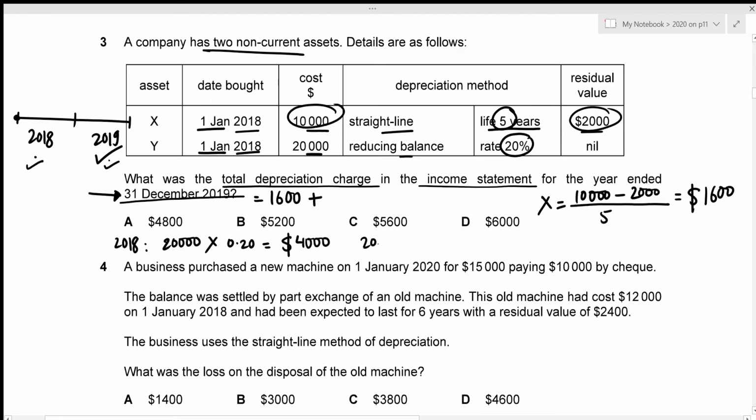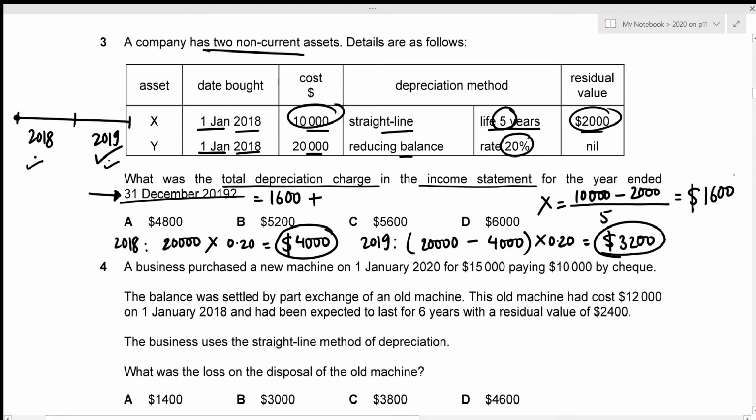Now for the year 2019, the previous year's depreciation will act as the accumulated depreciation, right? Which is going to be 4,000. So the net book value is going to be cost, which is 20,000, minus the accumulated depreciation of 4,000 times our rate of 20%. And this gives the depreciation charge for the year 2019 for asset Y to have the value of 3,200. Now we just need to add this depreciation on asset Y to the depreciation value of asset X in order to figure out the total depreciation charge. So that's going to be 1,600 plus 3,200, which results in the total depreciation charge to be 4,800. All right, and this value is given in option A. That will be our correct answer.